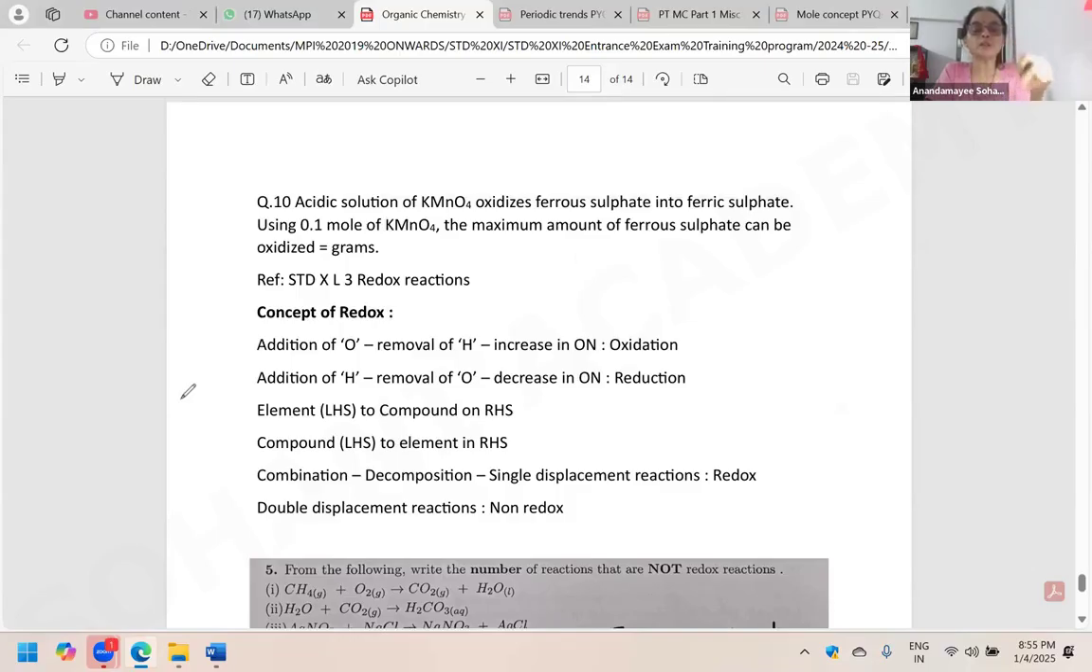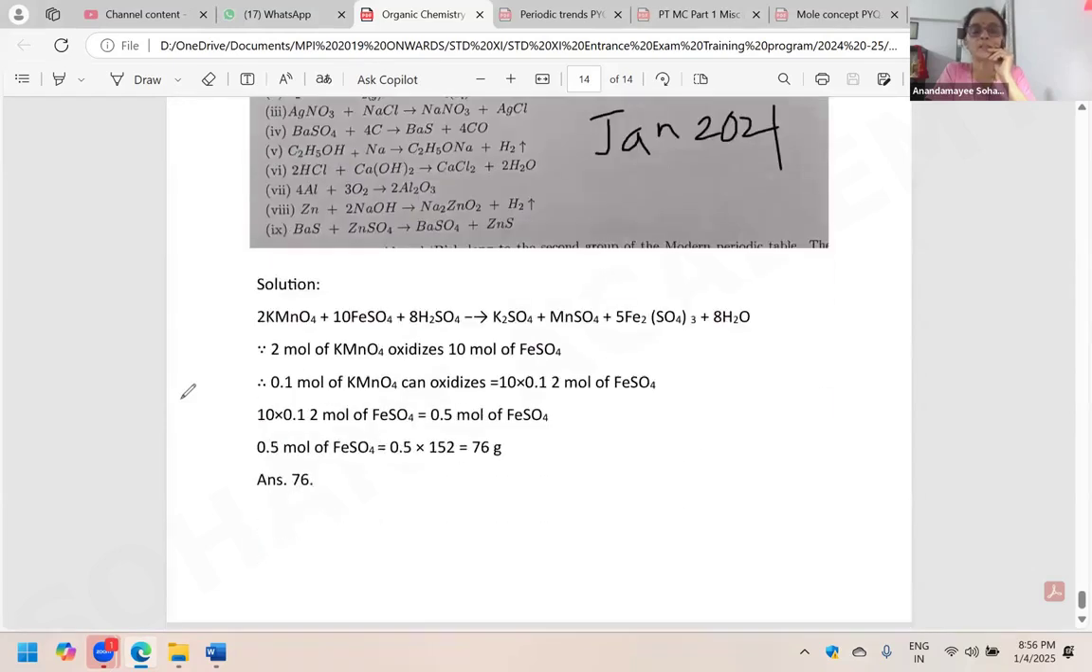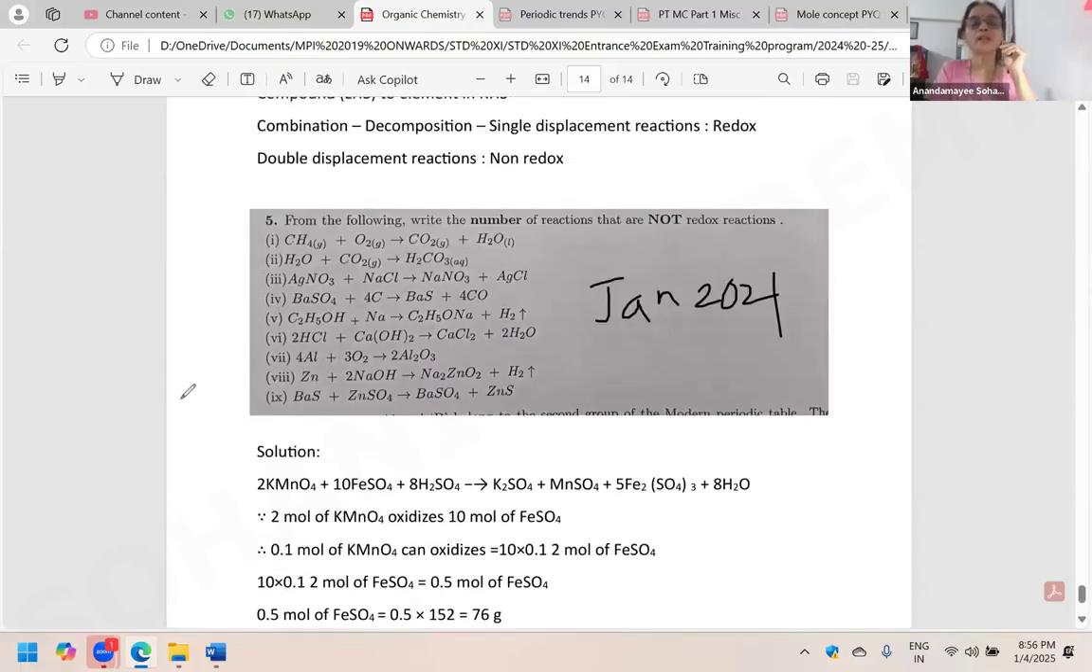Based on this, the question comes. Acidic solution of KMnO4 oxidizes ferrous sulfate into ferric sulfate. हे आपण मगाशी केलं नाही का? Okay. So this is oxidizing agent, वरती मी परत repeat केला असेल. So understand how to identify a redox reaction because this is a very important piece of understanding.